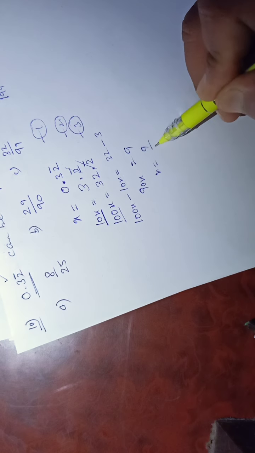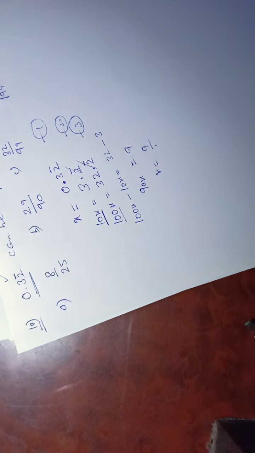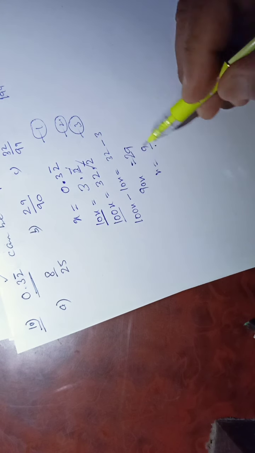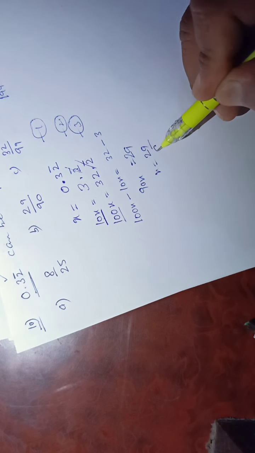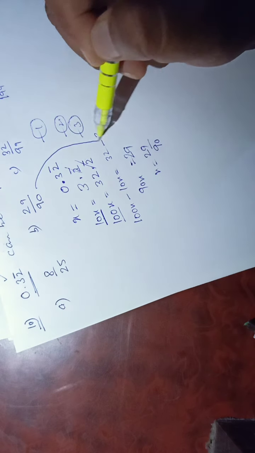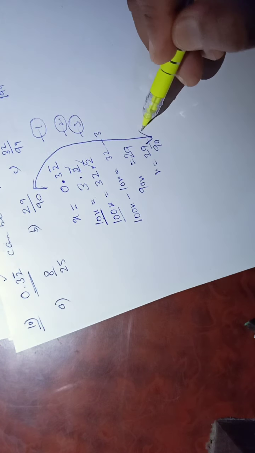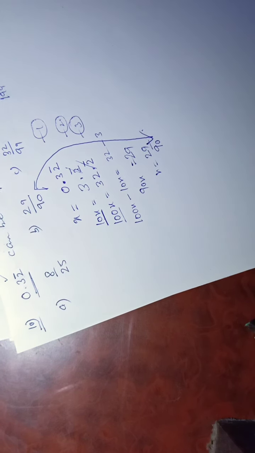So x is equal to 29 upon 90. So this one is the correct one.